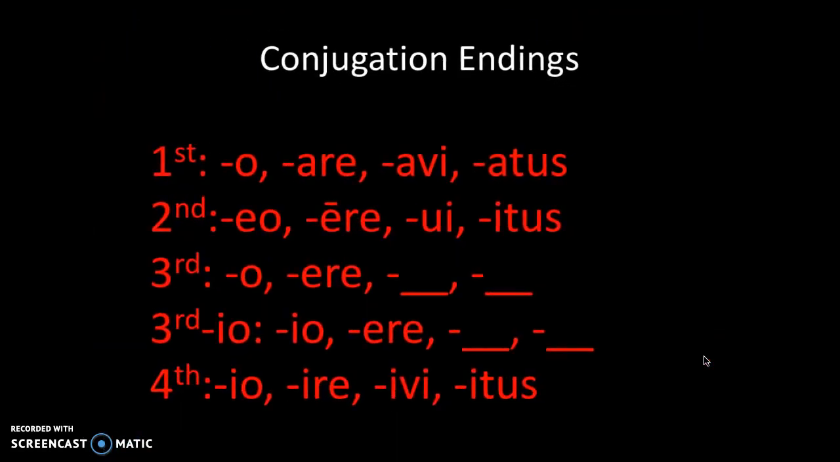Now the conjugation endings go as follows. First conjugation is o, are, avi, atus. Second is eo, long ere, ui, itus. Third is o, ere, blank, blank. Third io is io, ere, blank, blank. Fourth is io, ire, ivi, itus.